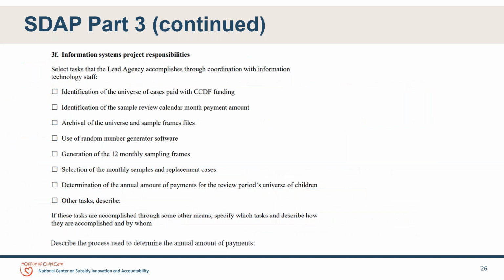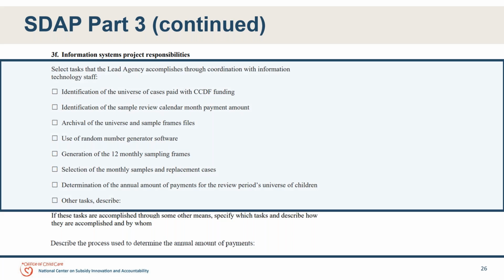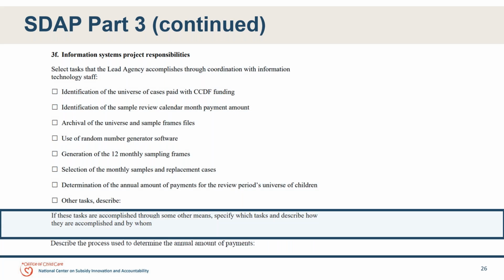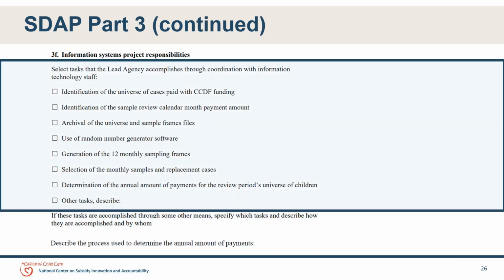In 3F, we ask about your information systems project responsibilities. There's a list of tasks here, and you'll be checking off those that you accomplish in partnership with IT systems and staff. If there's anything else you'd like to highlight, check the others box and describe.